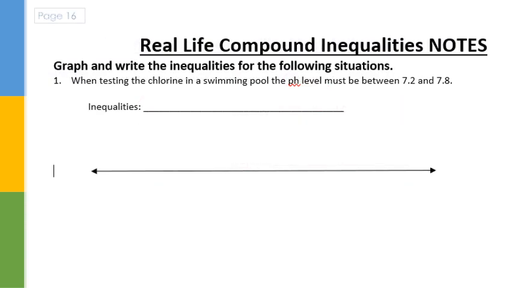So let's look at some more real life inequalities. When testing chlorine in a swimming pool, the pH level must be between 7.2 and 7.8. So again, things to notice here, it says between, so we should be thinking and as we're doing this, okay? We'll call the pH level X because I'm unoriginal. So X is greater than 7.2 and X is going to be less than 7.8.